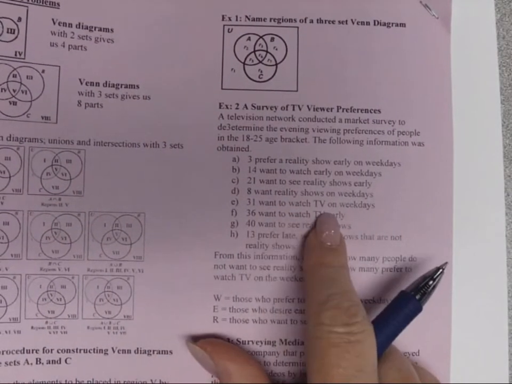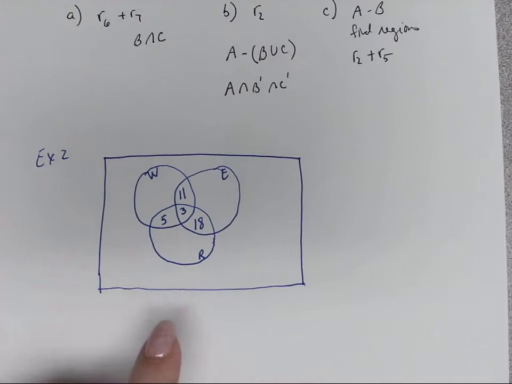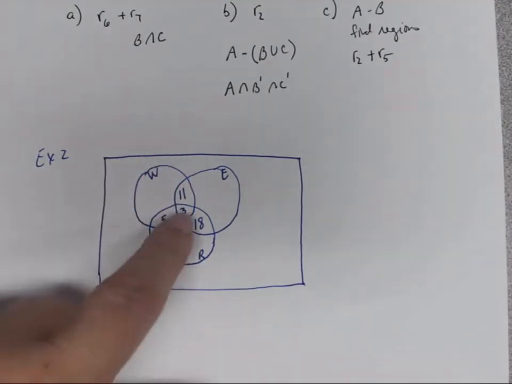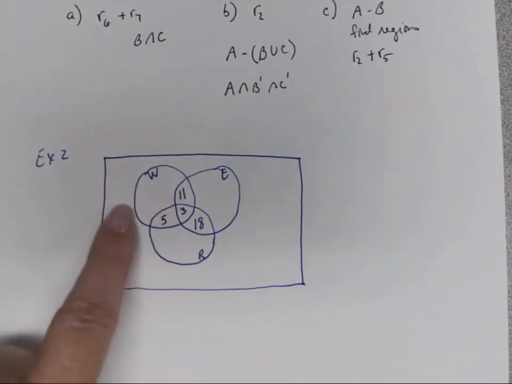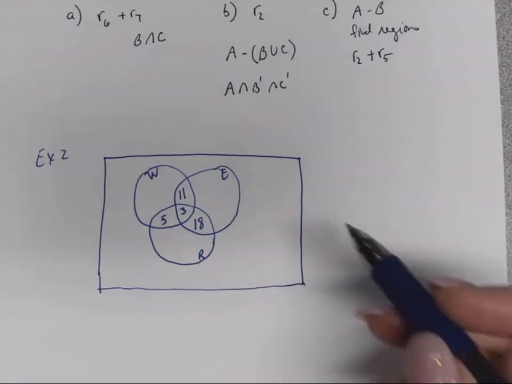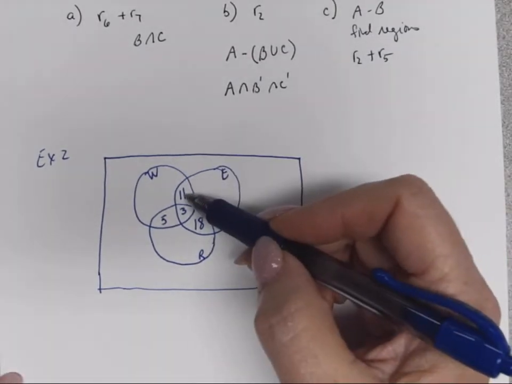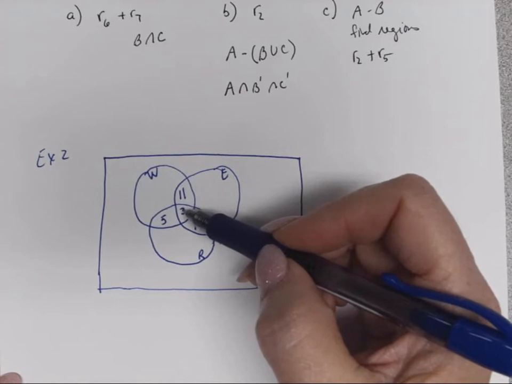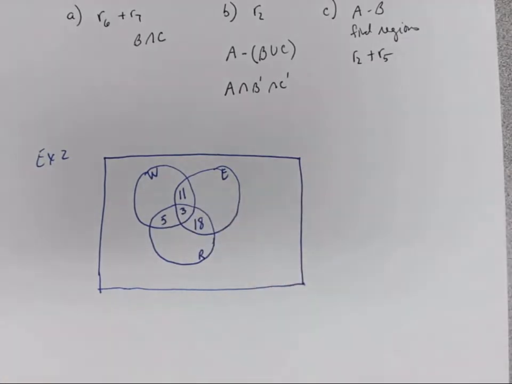31 want to watch TV on the weekdays. So on the weekdays, we have this number here. This is our W, and it's 31. So we have to take 31 minus the 11, the 3, and the 5. So let me show you a little bit of math.